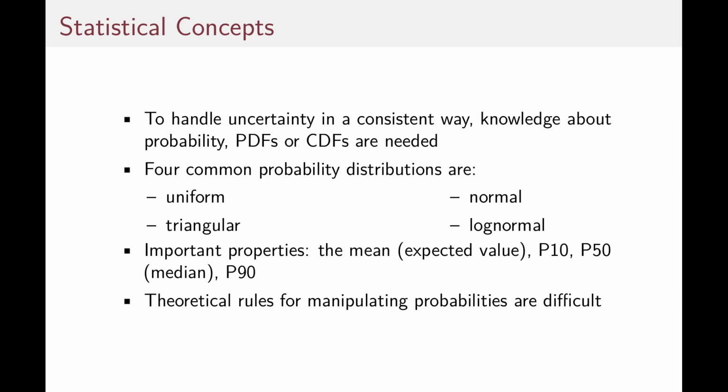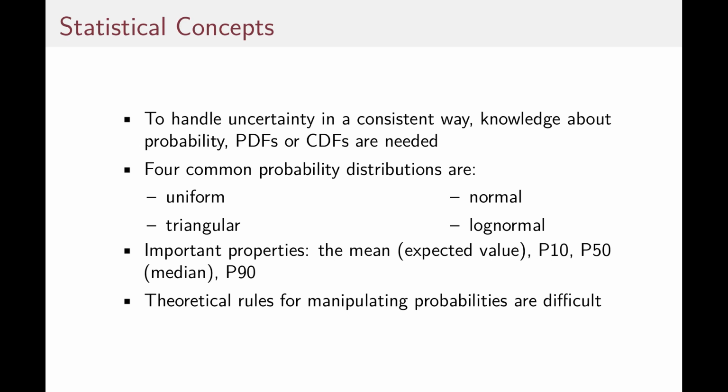Some important properties of datasets and of distributions: the mean, the p10, p50, that's the same as the median, and the p90. Of course, you have other percentiles, like you could look at the p25 or the p75 or even the p5 or things like that.